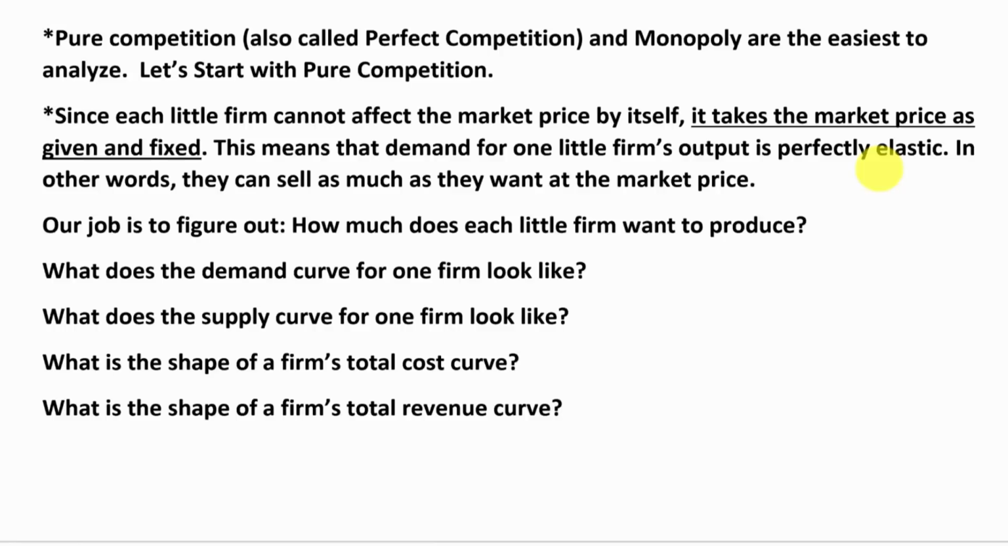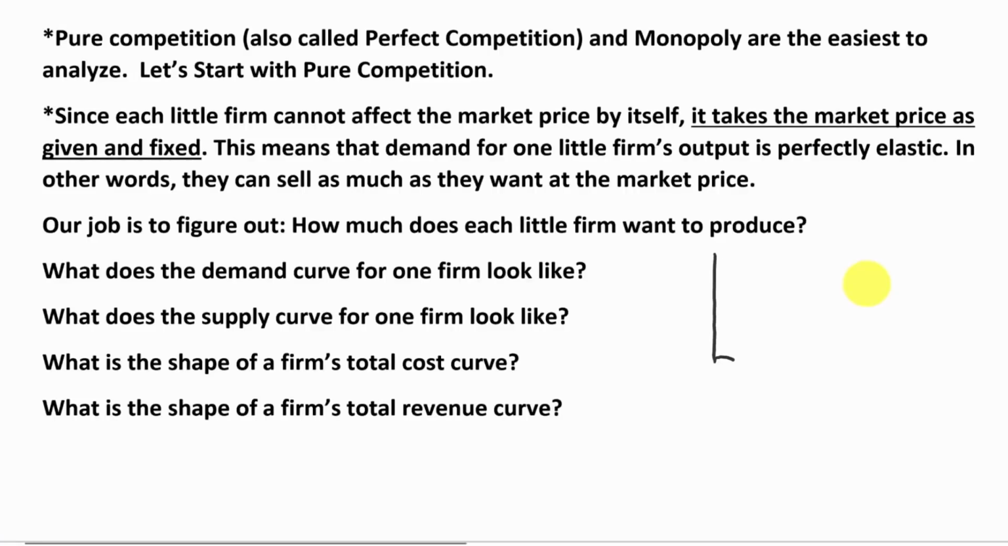Perfectly elastic means infinitely responsive. What that means is I, as one little firm, can sell as much as I want, infinite amount if I want, at the market price of, say, $10. But if I raise my price even a penny to $10.01, the demand for me is going to go down to zero, right? No one will want to buy from me at $10.01 if they can buy from my neighbor at $10. What we're going to be figuring out here is, given the cost structure, given a cost table, like we looked at in the previous chapter, how much does each little firm want to produce? We also want to think about, what does the demand curve for one firm look like? Let's go ahead and tackle that one right now.